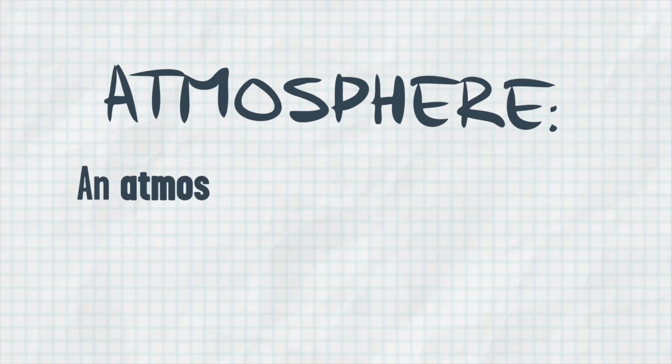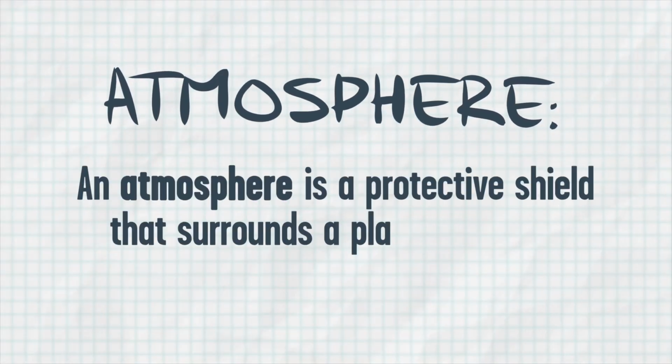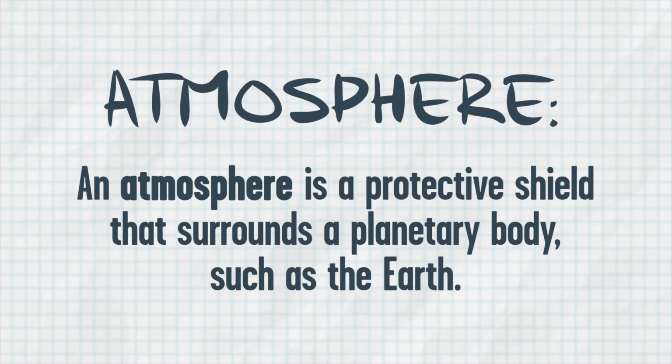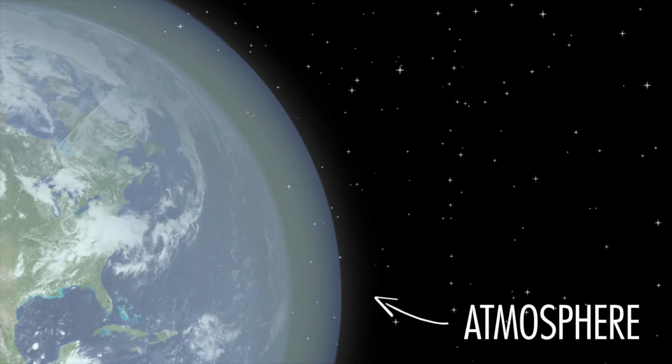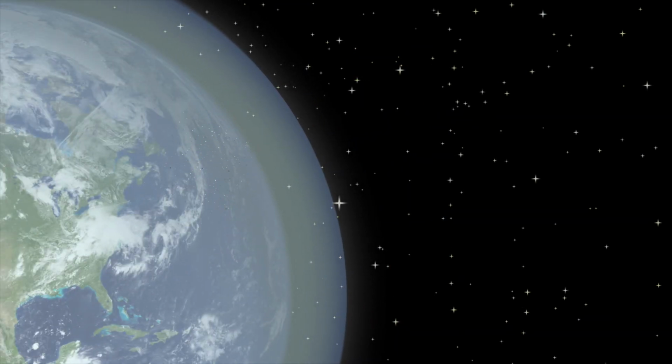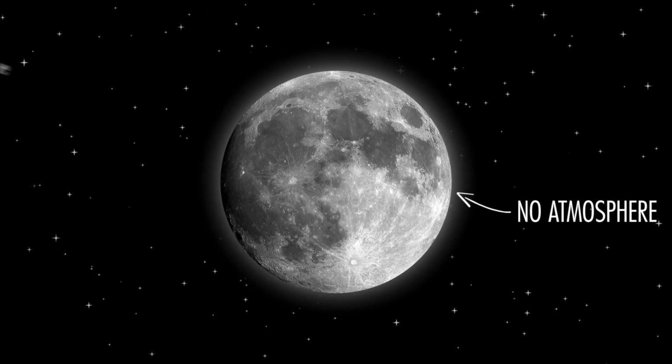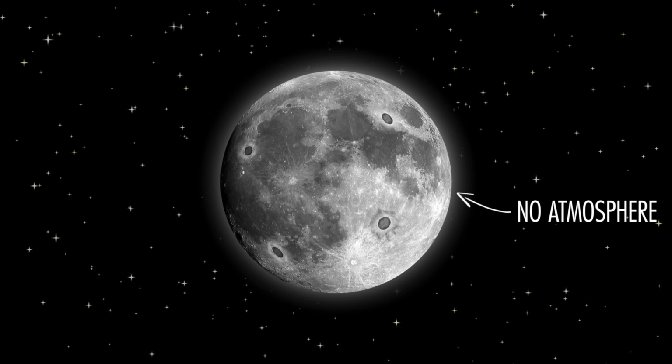Our moon doesn't have an atmosphere. An atmosphere is like a protective shield going around the entire planetary body. The Earth has an atmosphere, so only really large asteroids can burn through the atmosphere and actually impact the Earth. Because the moon doesn't have an atmosphere, there are a lot more asteroid impacts on the moon.